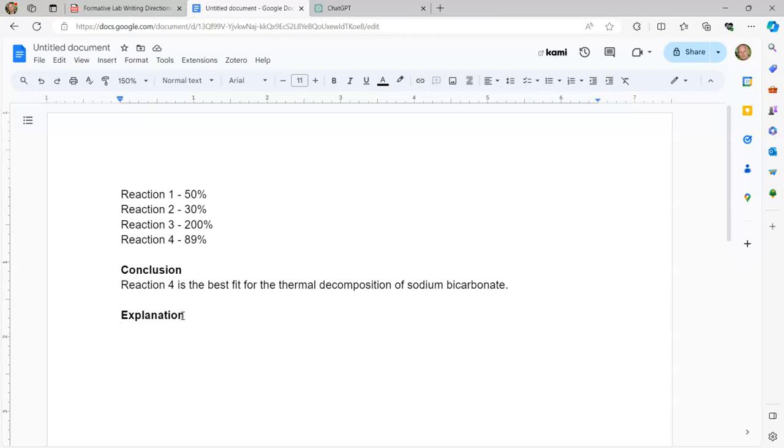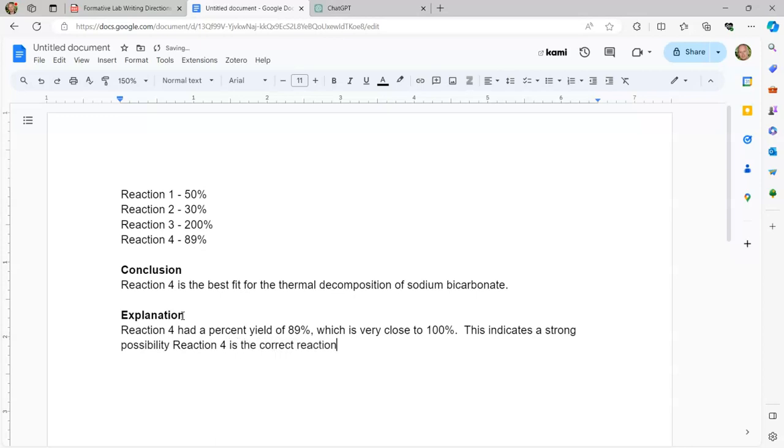So for reaction 4, I'm going to say something along the lines of reaction 4 had a percent yield of 89%, which is very close to 100%. This indicates a strong possibility reaction 4 is the correct reaction for the thermal decomposition of sodium bicarbonate. Okay, now I need to rule out the other three reactions. So why did I rule those out?